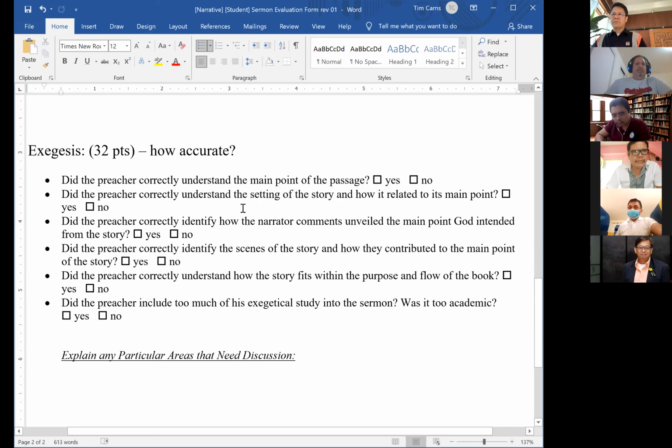Any questions or comments on these first two points here?